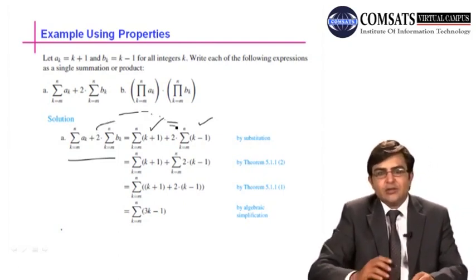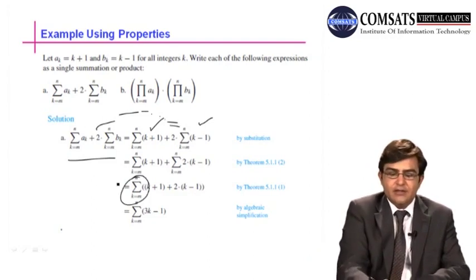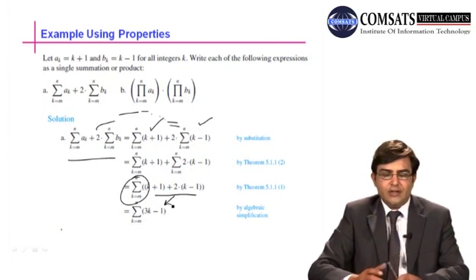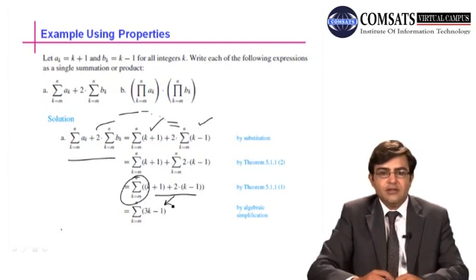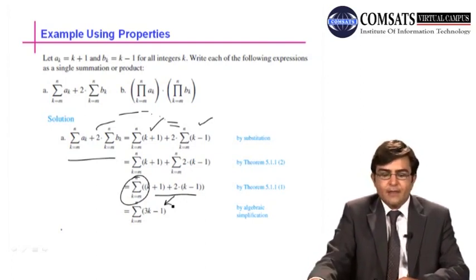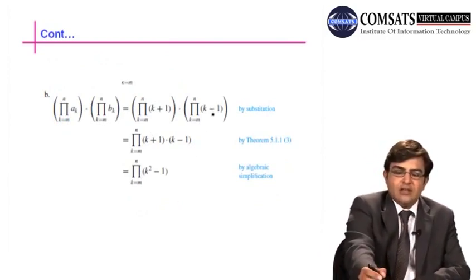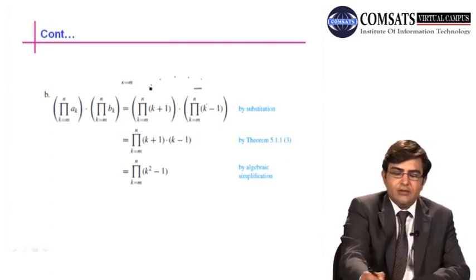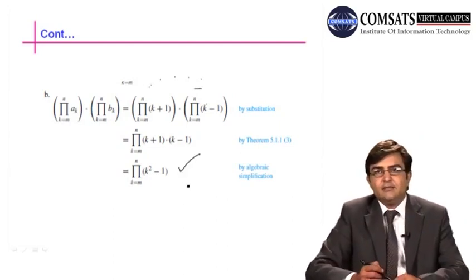And now, as you can see that the index and the variation of the summation are the same in both terms, we can take the summation out as a single summation, and we can add up the internal terms and simplify them like this, and we obtain the summation of two different sequences. Similarly, for the product notations, a sub k is k plus 1, b sub k is k minus 1. We can take the product outside and multiply both, k plus 1 into k minus 1, and we obtain k squared minus 1.